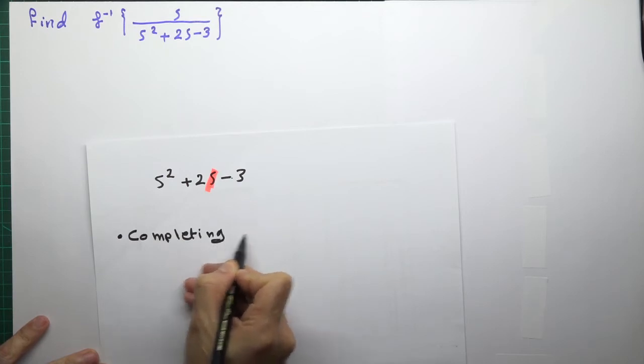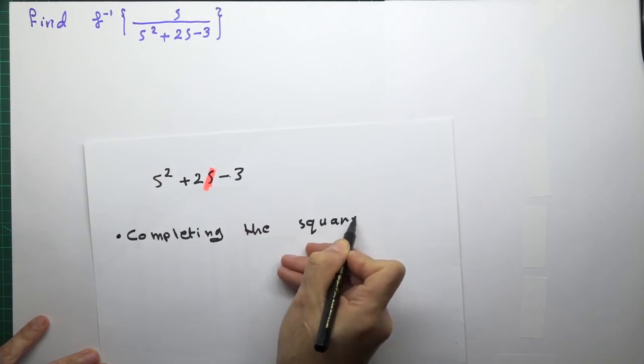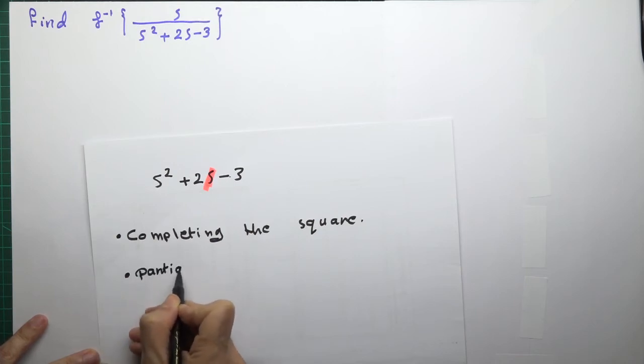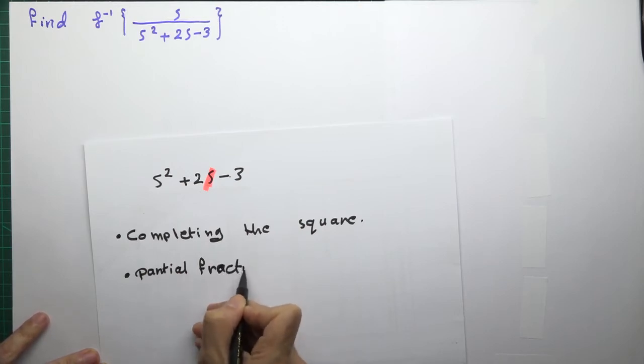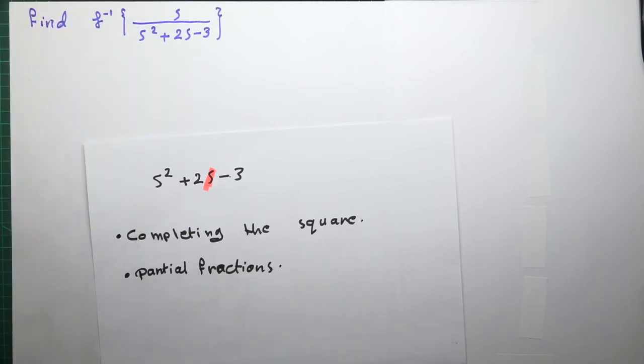completing the square أو ما يسمى partial fractions. إما أن يكون partial fractions أو أن يكون completing the square. والذي يقرر ذلك بكل بساطة هو الدينوميريتور. هل هو قابل للتحليل ولا هل هو irreducible؟ هل هو reducible to linear factors or irreducible؟ خلينا نشوف.